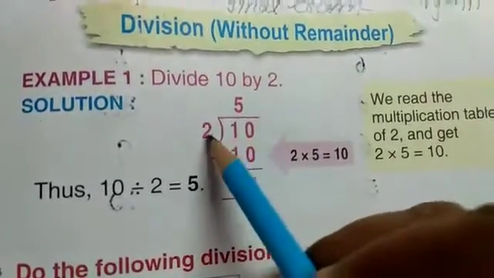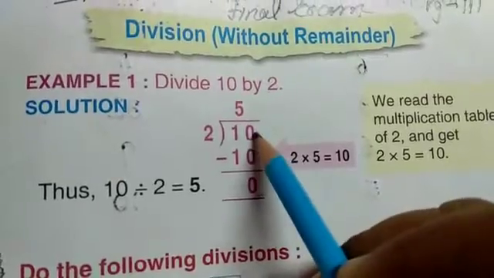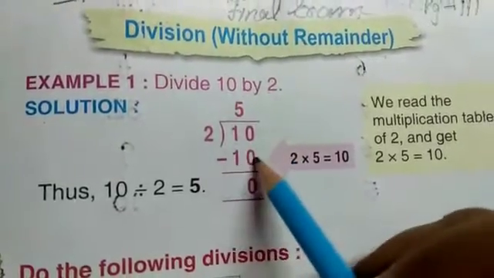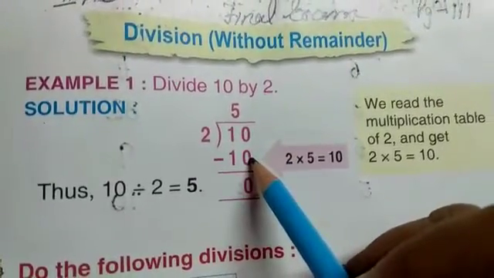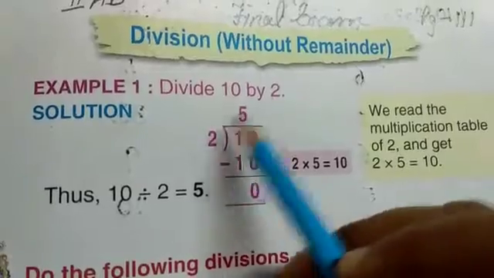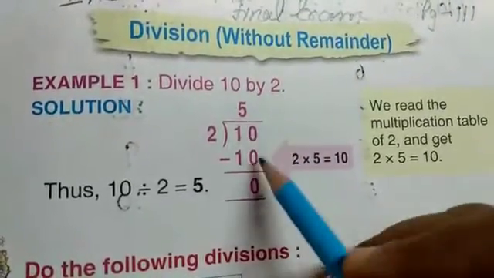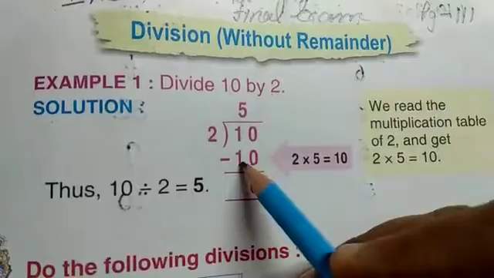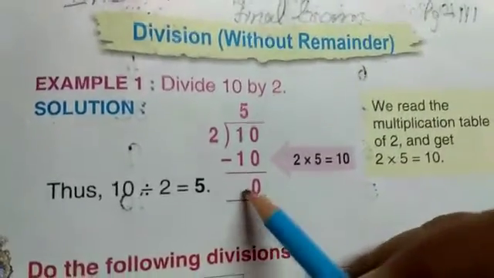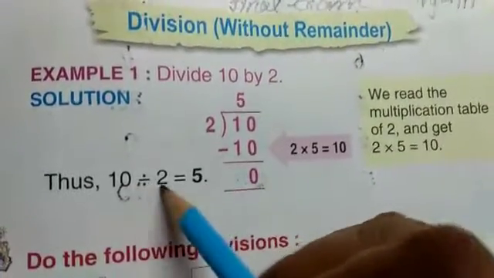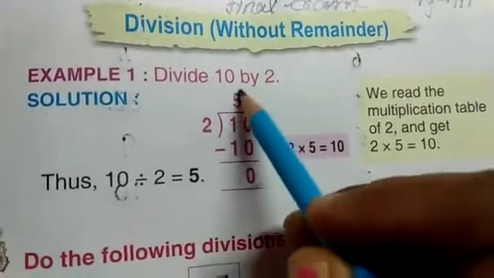1 is smaller than 2. So you have to take both the numbers here. 2 5s are 10. You have to say the table of 2 in your mind and you have to write 2 5s are 10. And as a result, you will get 0 minus 0 is 0 and 1 minus 1 is 0. So the answer here is 0. 10 divided by 2 will give you 5. This is the answer, which is 5.